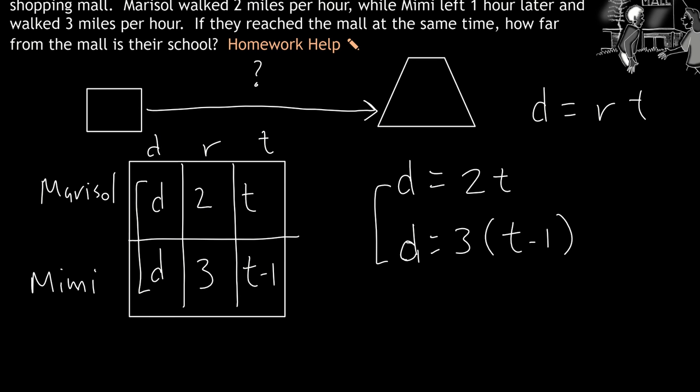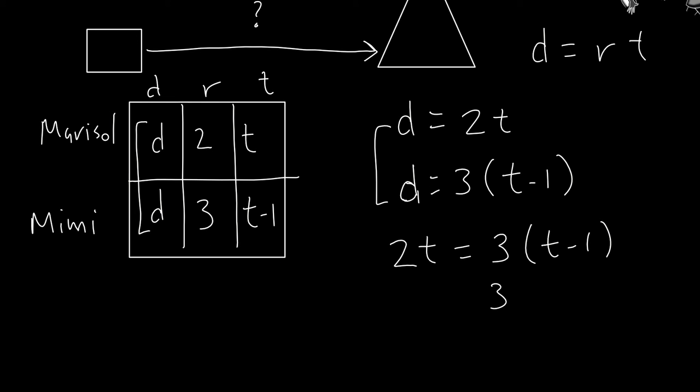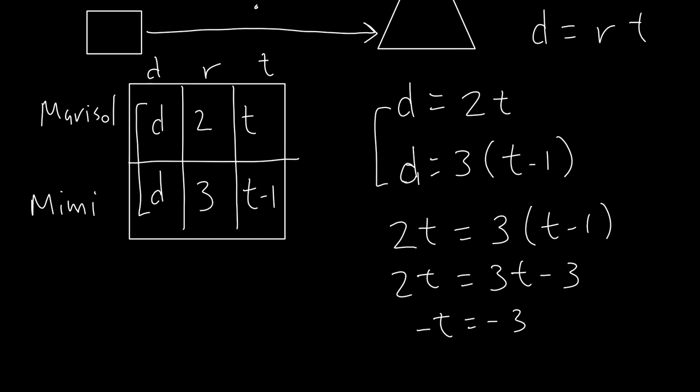So the top one tells me that d is 2t, and equal to that is d also, which is 3 times t minus 1. If I distribute this, this is 3t minus 3, that is 2t. If I subtract 3t from both sides, this gives me negative t is negative 3, and if I multiply both sides by negative 1, I get that t is 3 hours. So the amount of time that Marisol walked was 3 hours, right? So I can put a 3 here. That means that Mimi had to walk for 2 hours.